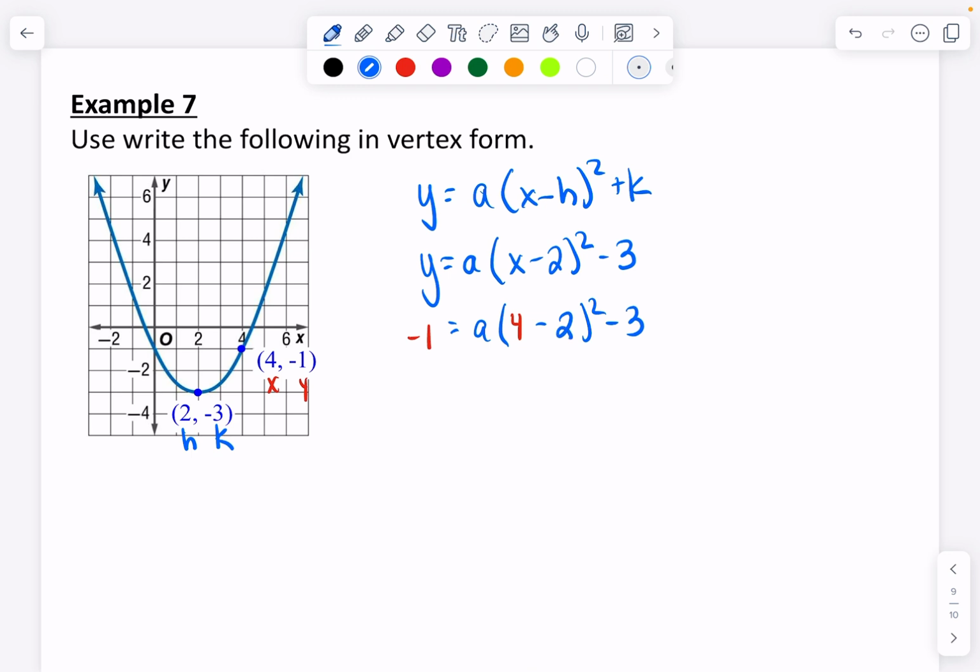So now we solve for a, because I need to figure out basically this. And since quadratics are not linear, we can't just count out a slope. Quadratics don't really have a slope. They have a different rate of change. And that's a whole calculus thing. We can talk more about that at a different time. But I have a 4 minus a 2, and then I square that, and I get 4a minus 3. I add 3 to both sides.